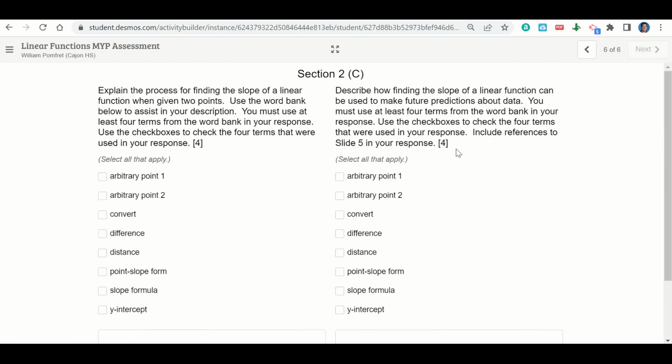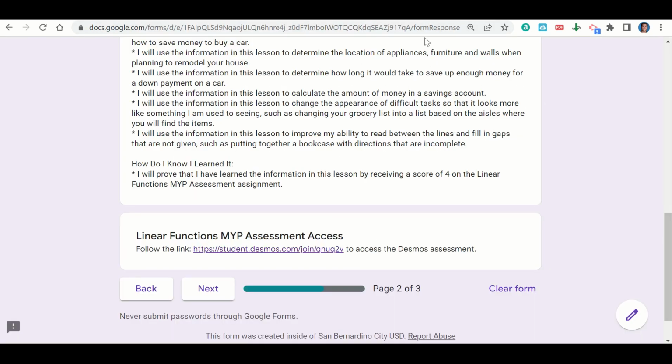Once you're done with all these questions, you'll go back to your Google form, you'll click Next, and then fill out your Before You Go. Once you're done with your Before You Go, you can submit your assignment on Google Classroom.